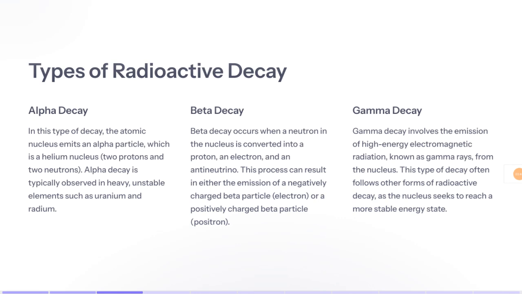positron. Gamma decay. Gamma decay involves the emission of high-energy electromagnetic radiation known as gamma rays from the nucleus. This type of decay often follows other forms of radioactive decay as the nucleus seeks to reach a more stable energy state.